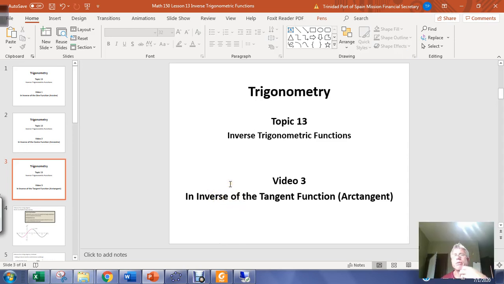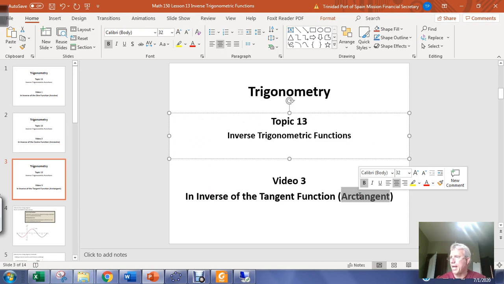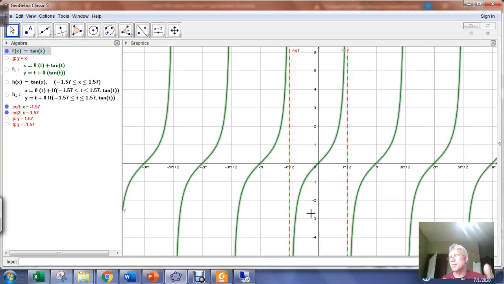So in this video we're going to establish the inverse of the tangent function, or the arctangent. And the process that we're going to walk through is going to be similar to the one that we did for both the sine and the cosine function at this point. So the first thing that we want to identify is that the tangent function is not one-to-one.